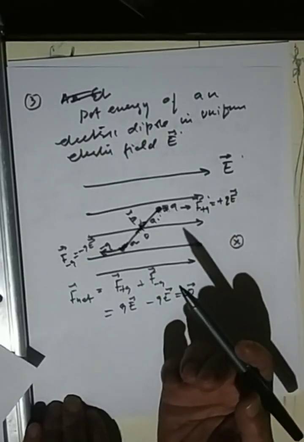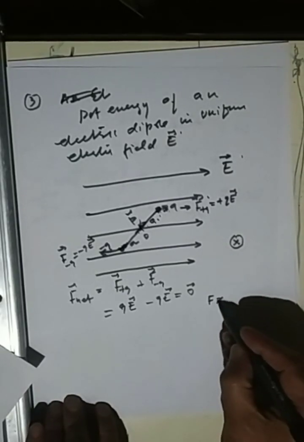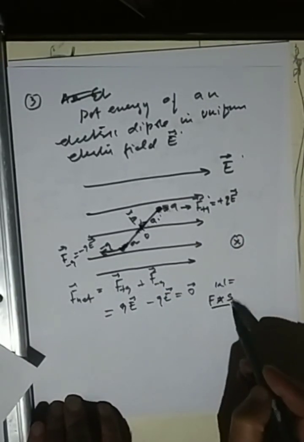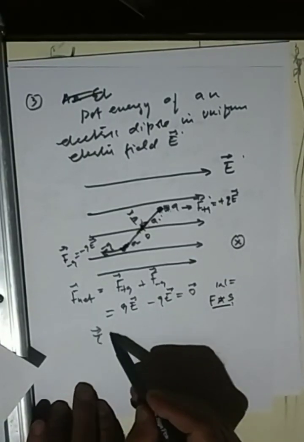As the torque acts on it, that is the rotational force, it will do rotational work. As we know, the linear work done is force into displacement. But here the force is 0. So the relevant quantity here is the rotational force, that is written as torque. Torque, as we already know, is P cross E. Let us suppose that this angle is theta. Therefore, the magnitude of tau is PE sin theta.